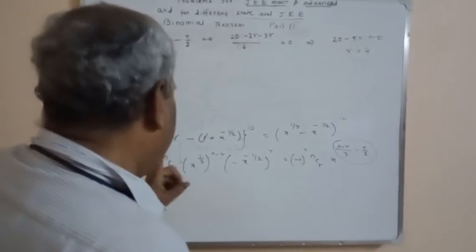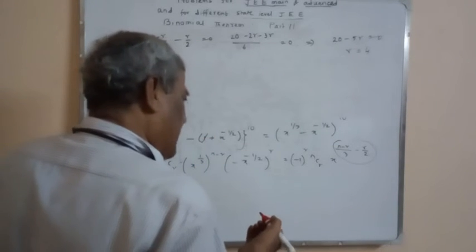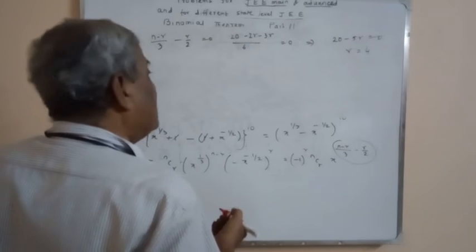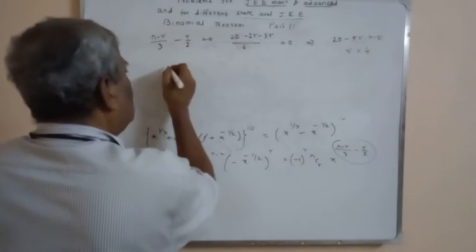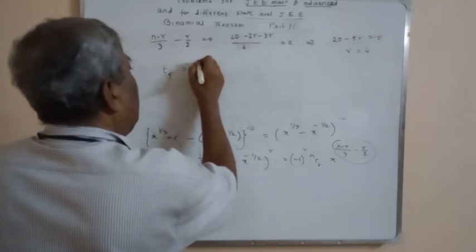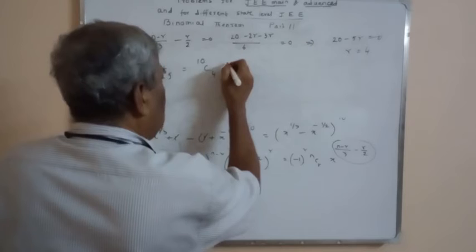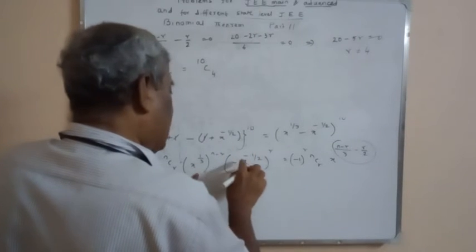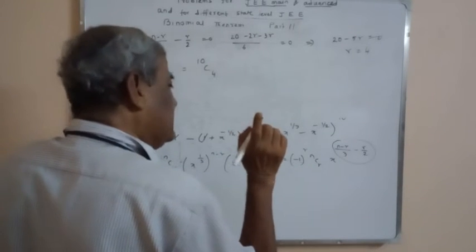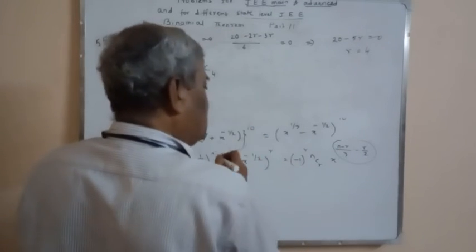x. To get the independent of x term, we have to put r is equal to 4 over there. So T5, independent of x, with n being 10, is 10C4 into this into that, and that part will vanish. So the answer is this.